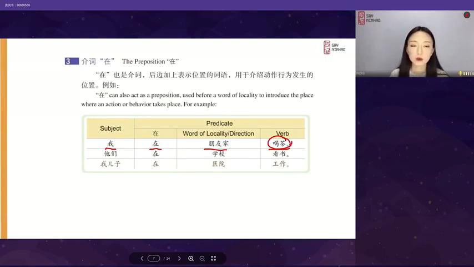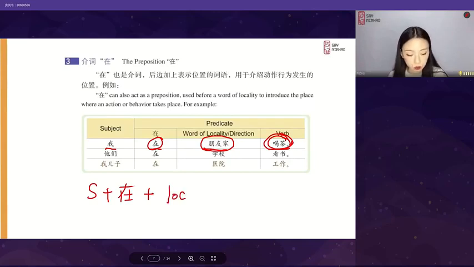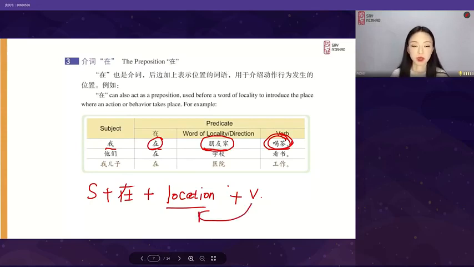And where does this action happen? It happened 在朋友家, right? It happened in this place, 朋友家, friend's home. So we put this 在 before this action. So we can see the structure of preposition 在 is the subject plus 在 plus the location or the direction, and then we will put the verb. And this location is where the verb happened.